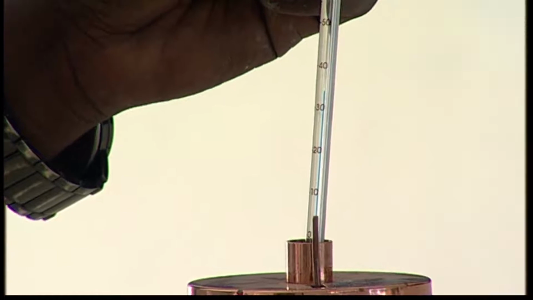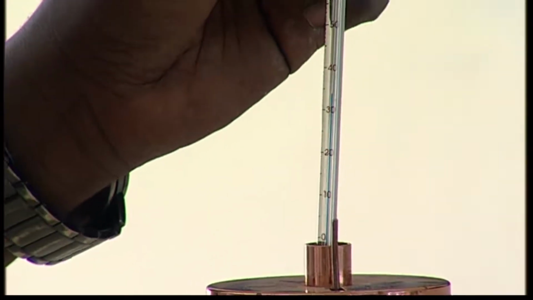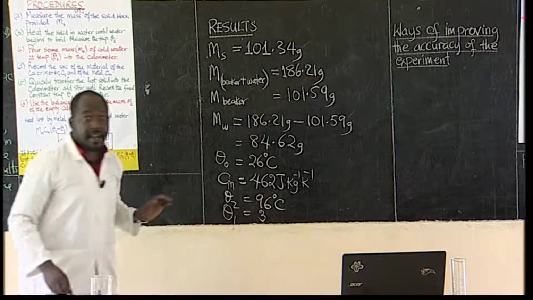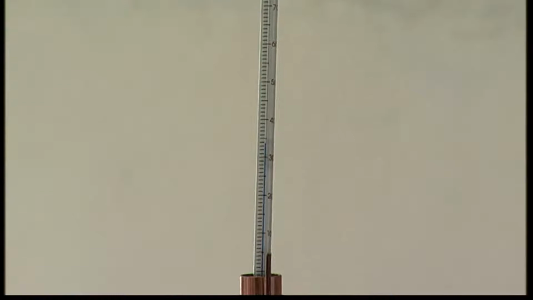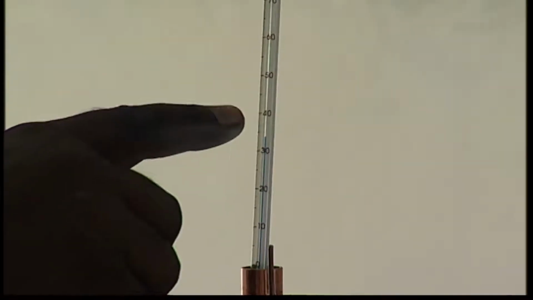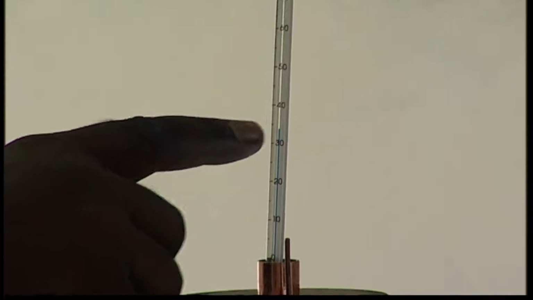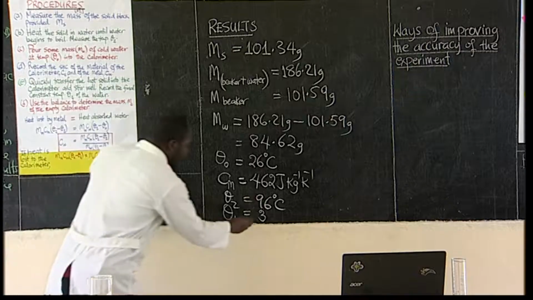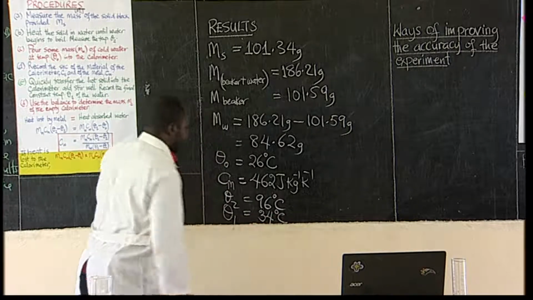Okay. Right now, I can see it is about 34 degrees Celsius. So let us record that as our theta 1, the final constant temperature. So we shall come here and say theta 1 is equal to, what did we find as our final temperature? Do you remember? Maybe you have forgotten. We got it at around 34 degrees Celsius. So theta 1, 34 degrees Celsius.